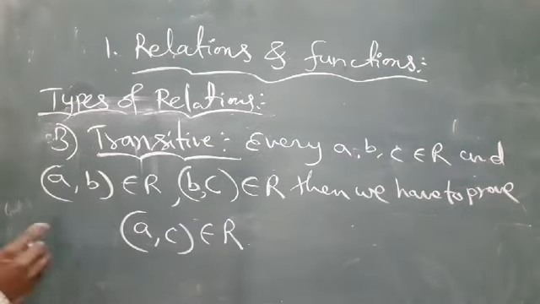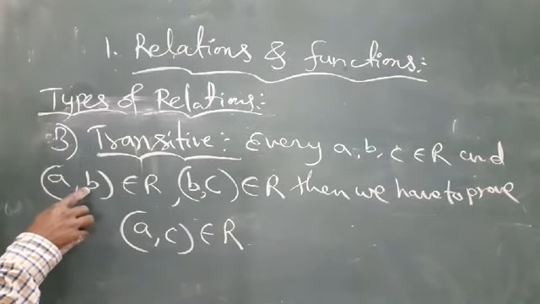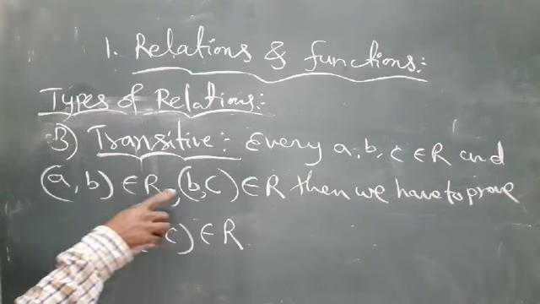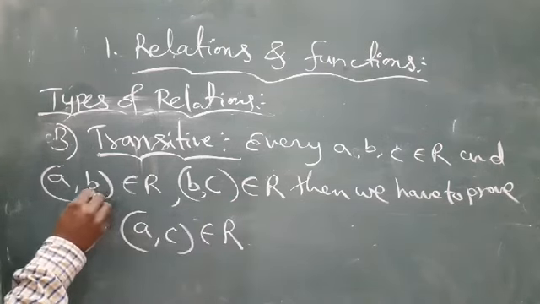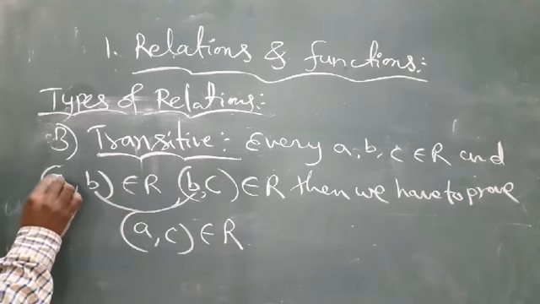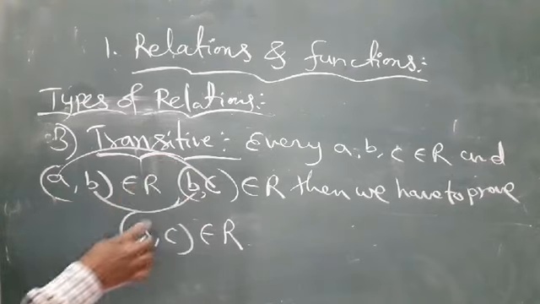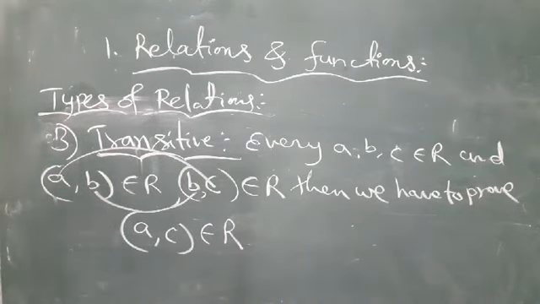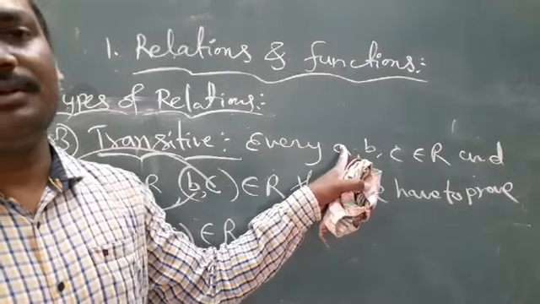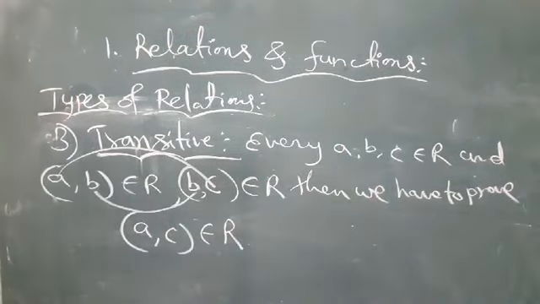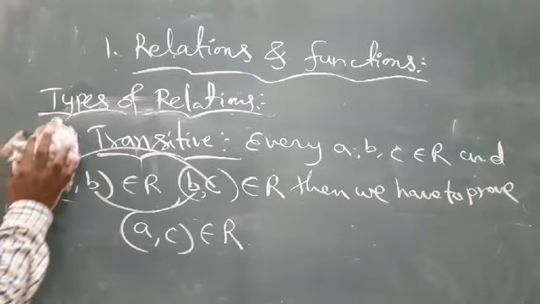How is it? (a, b) belongs to R. You can take two pairs: (a, b) belongs to R, (b, c) belongs to R. Here both should be equal, and automatically this is (a, c) belongs to R. Then we have to prove it, then automatically R is a transitive relation. Just an example, we will give one example. Don't worry.